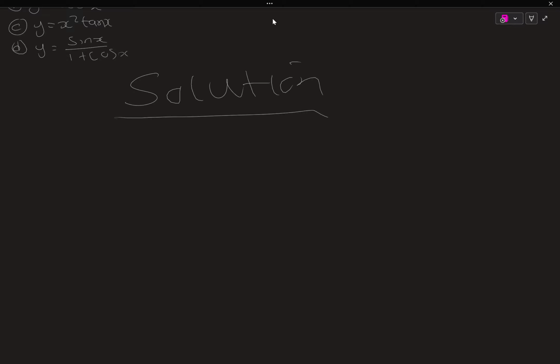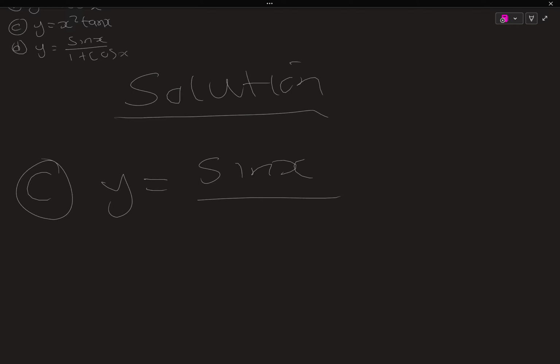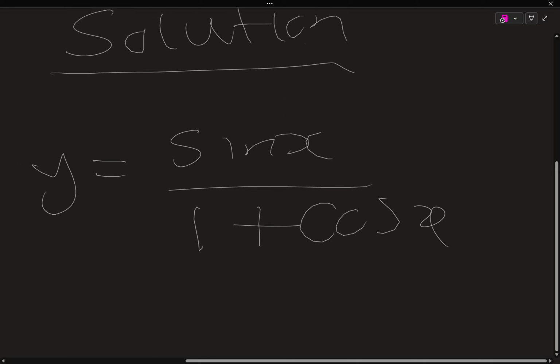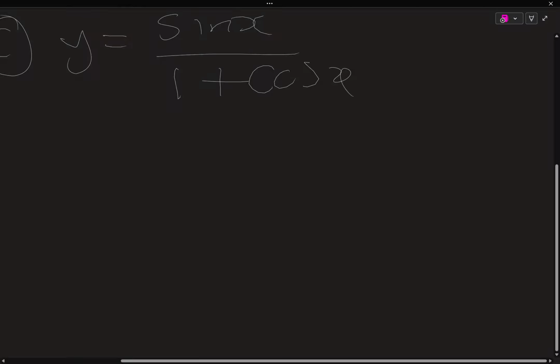We're going to look at our third and final question for today, which is simply y equals sine x over 1 plus cos x. So this is our question. So we solve. It's very simple.